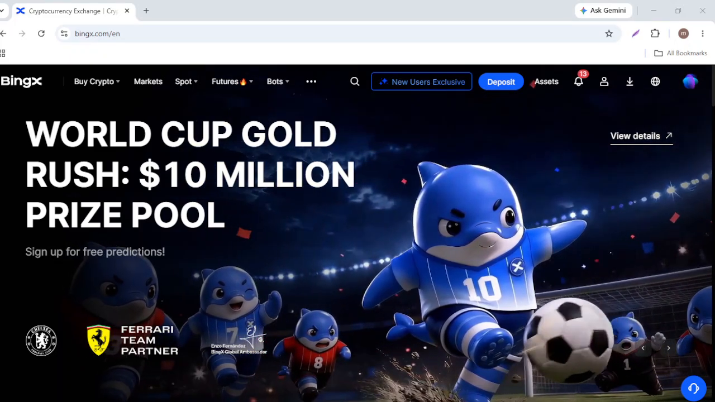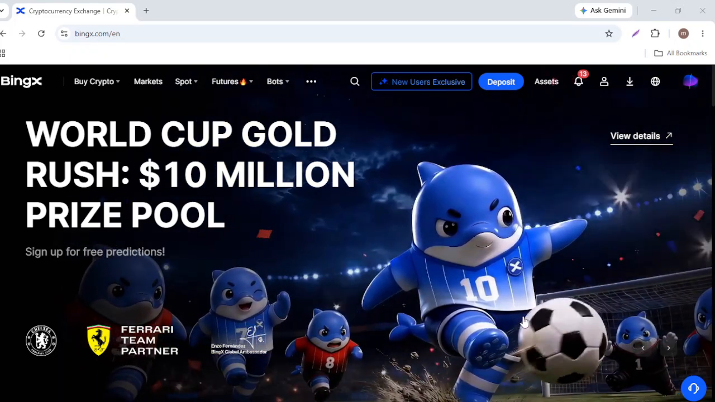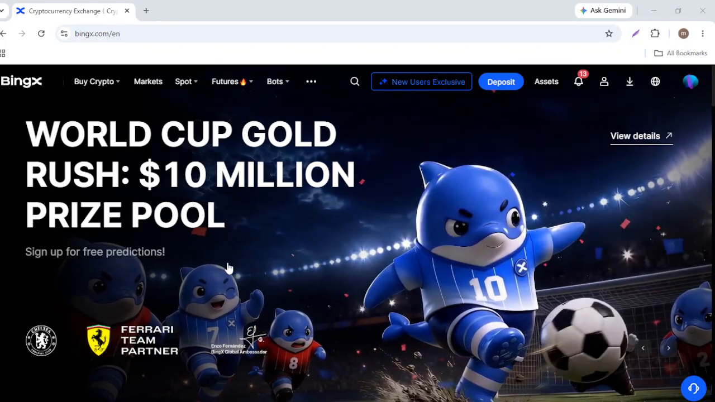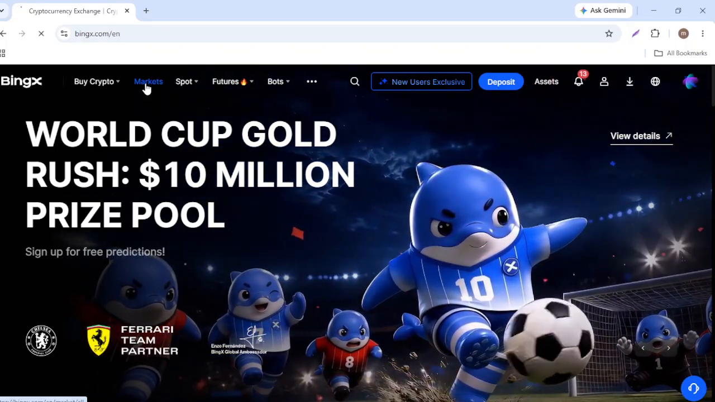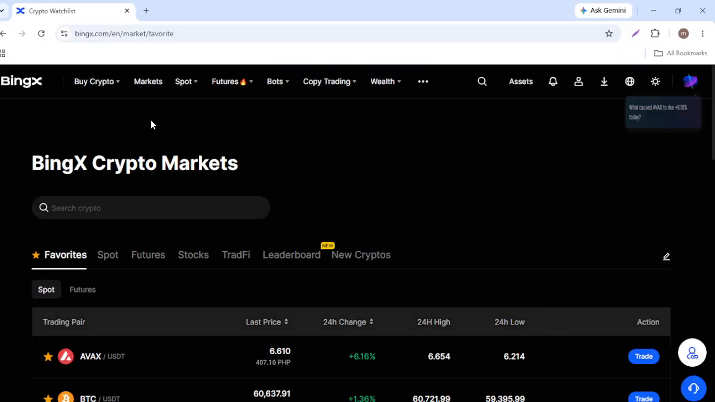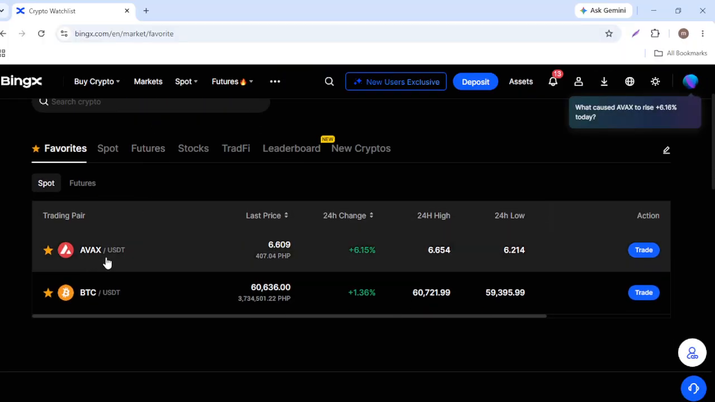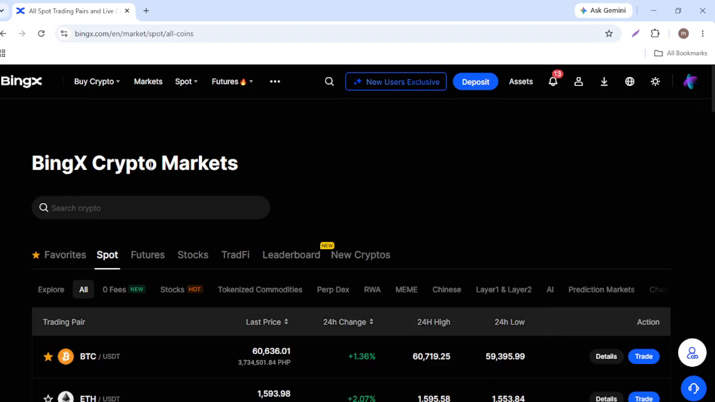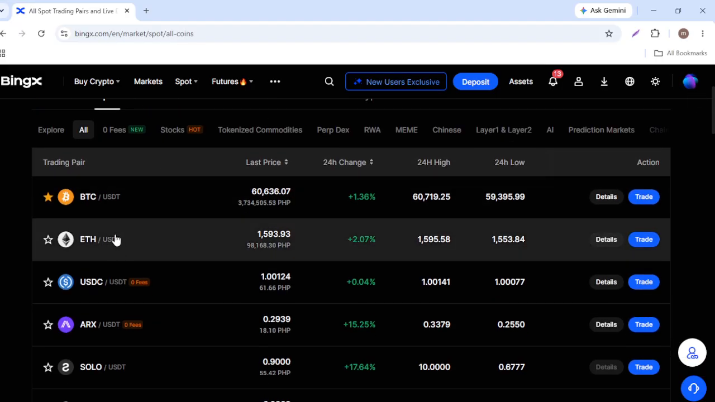If you're new to crypto trading, one of the first things you'll notice on BingX is something called a trading pair. You'll see names like BTC to USDT, ETH to USDT, or SOL to USDC. But what do these actually mean? Let's get started.